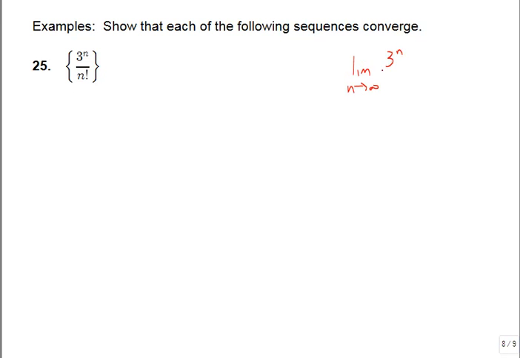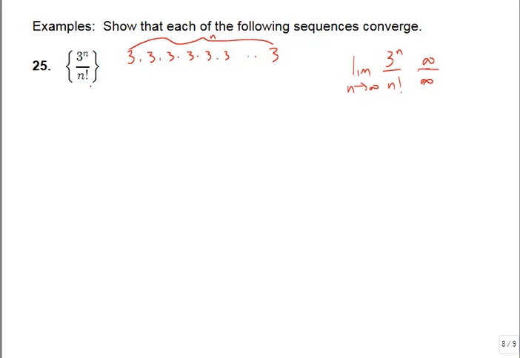And on this one, 3 to the infinity is infinity, and infinity factorial is infinity. So it looks like a good candidate for L'Hopital's rule, but the problem is we don't have a derivative rule for a factorial. So I can't take the derivative of that denominator to use L'Hopital's rule here. So I need some other strategy. Now think about what 3 to the n means. 3 to the n means 3 times 3 times 3 times 3 times 3 and so forth n times.